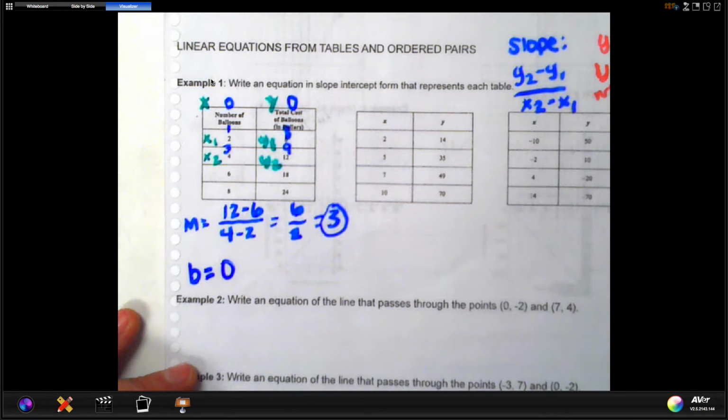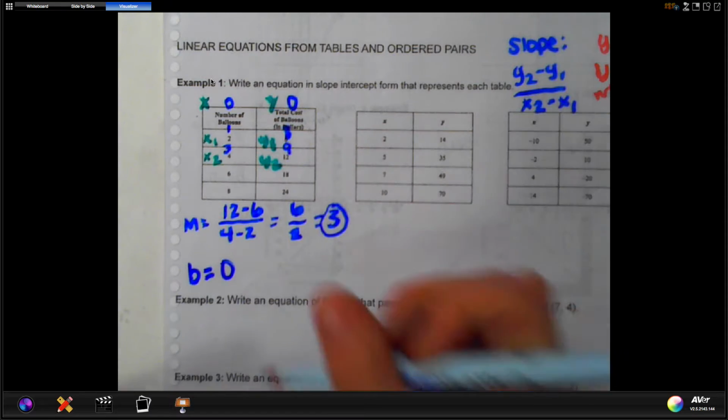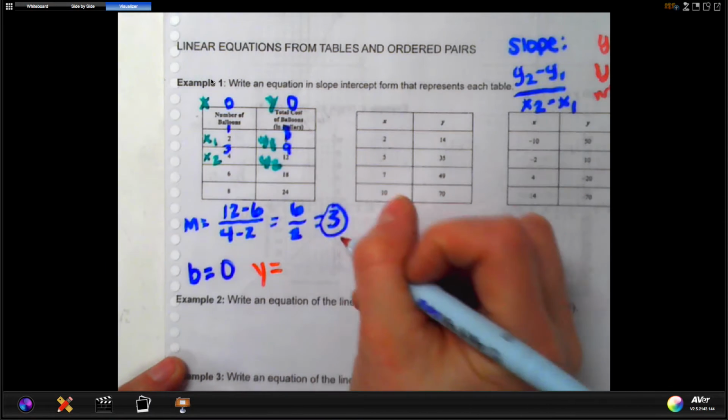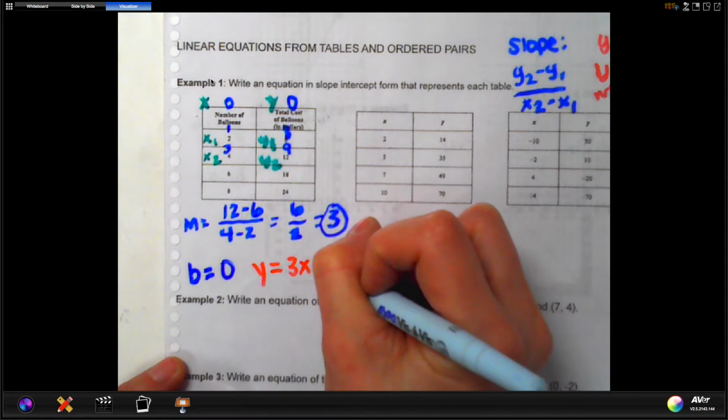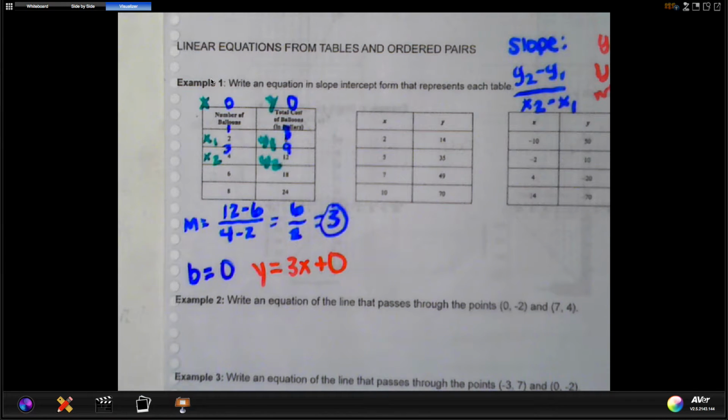And so now we have all the information we need to write an equation. The equation would be y equals 3x, technically, plus 0, or just y equals 3x. And that's how you're going to use the pattern to write an equation in slope-intercept form for a table.